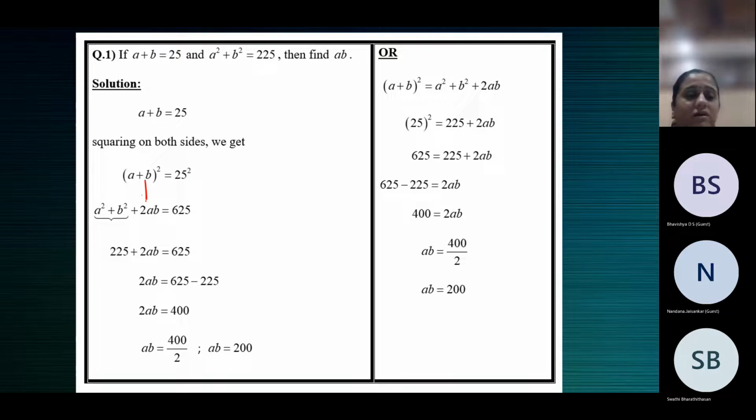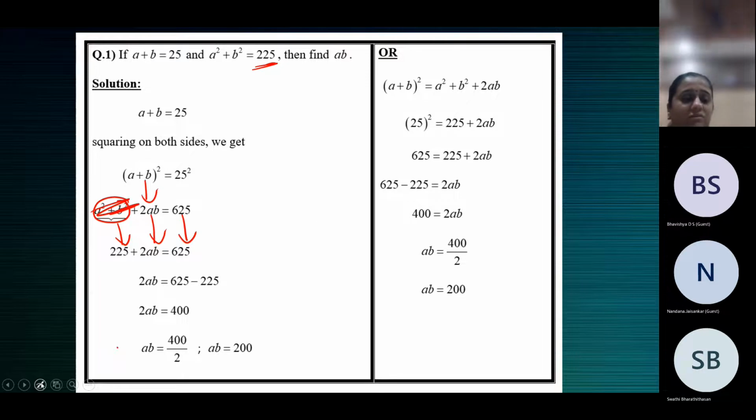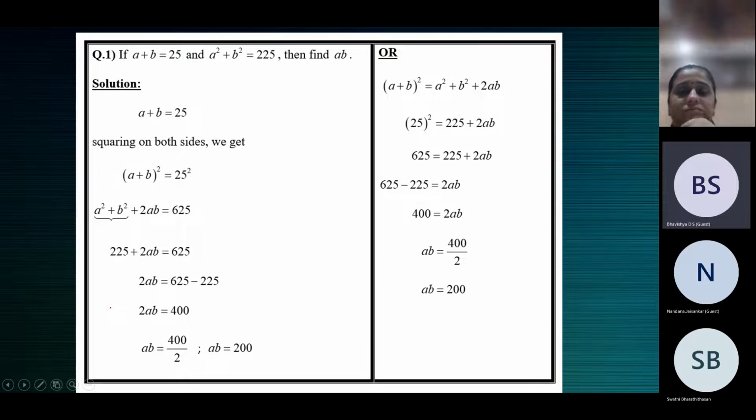So the formula is equal to 625. Now the value of a square plus b square is given to be 225. So instead of this, write 225 plus 2ab is equal to 625. Yes, Bhavishya, you can ask me if you still don't understand. Ma'am, I have understood, ma'am. Okay, yeah. Please write down, children.